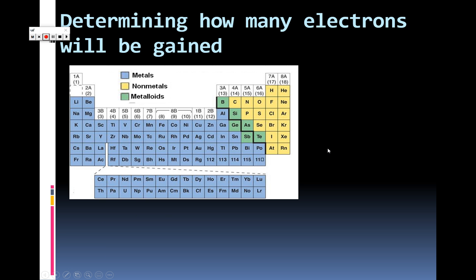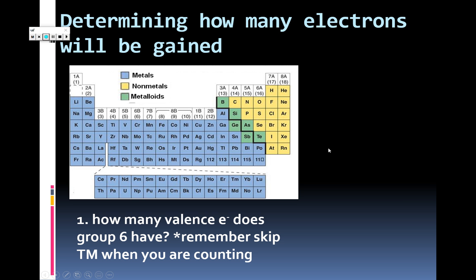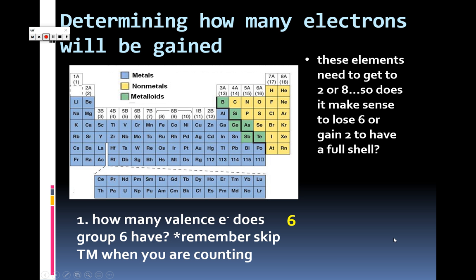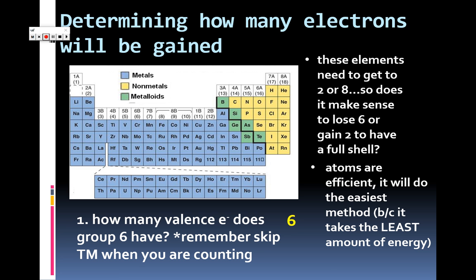Okay, so gaining electrons. This gaining electrons occurs past group 4 here, this carbon column, so on this side, except the noble gases, which are already 8. So if you look at group 6 here, we'll count group 6 without the transition metals. That TM stands for transition metals. So group 6 will have 6 valence electrons. Now if it's trying to get to 8, is it going to lose 6 or gain 2? It takes less energy to gain 2. So group 6 is going to gain 2.